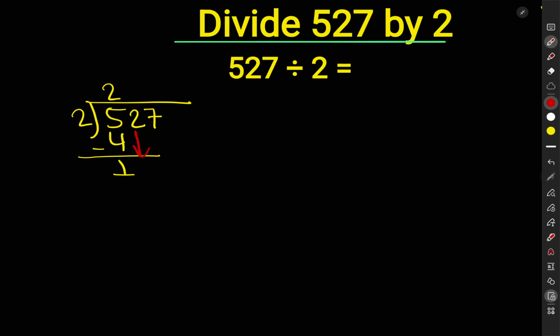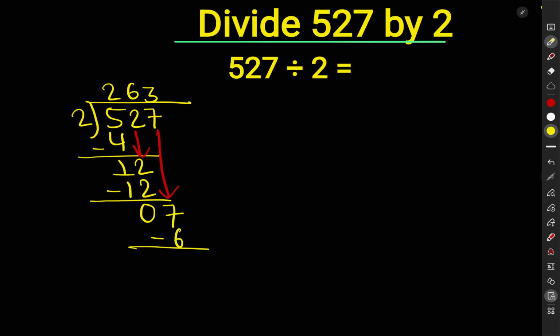So now we put down this 2 and it is 12. 2 times 6 means 12. On subtracting, we get 7. So again we put down this 7 and 2 times 3 means 6. On subtracting, we get 1.